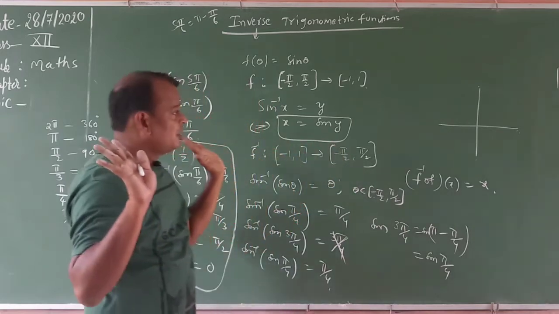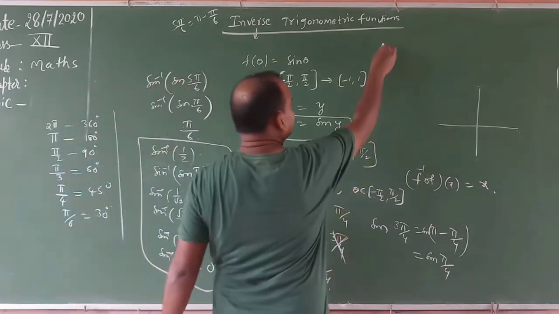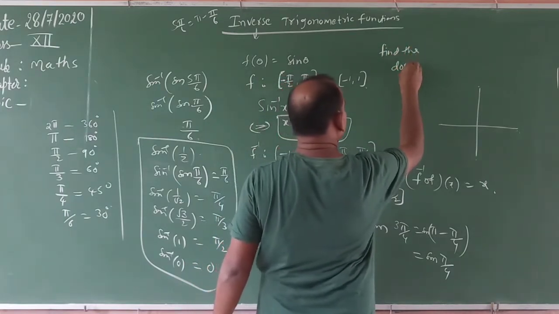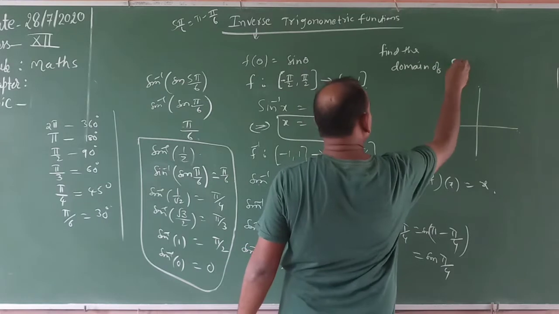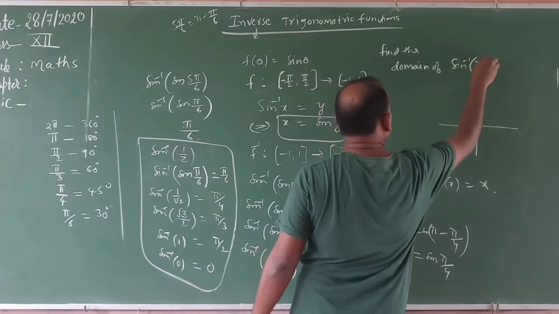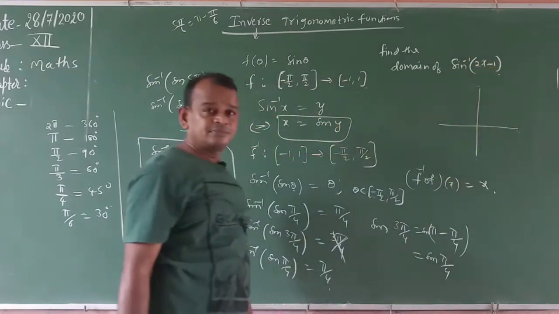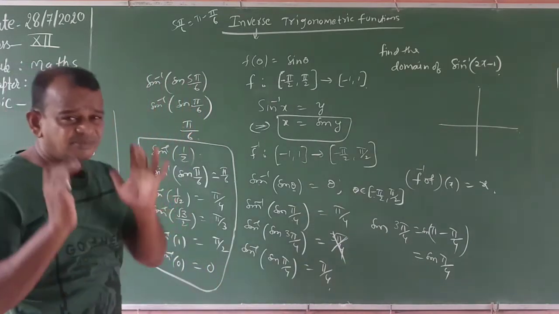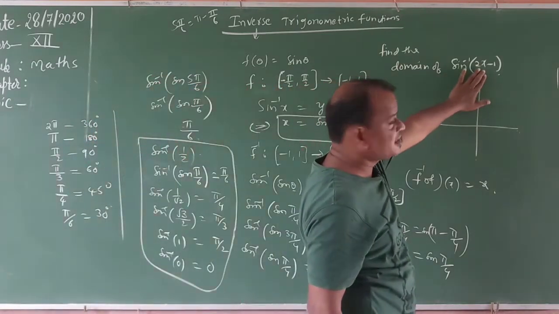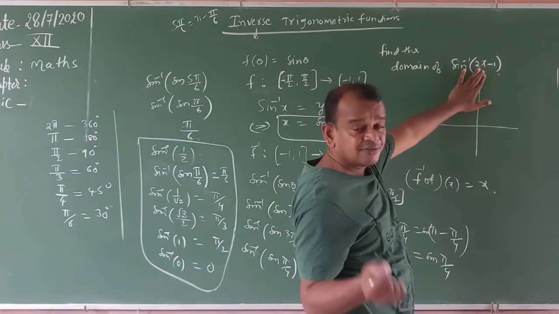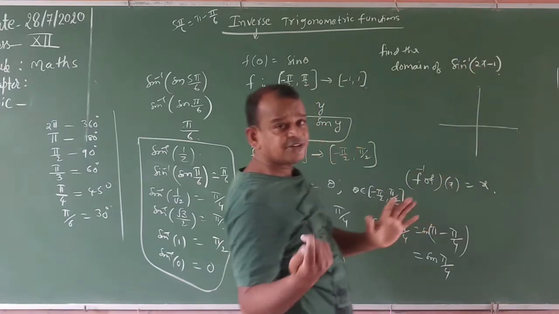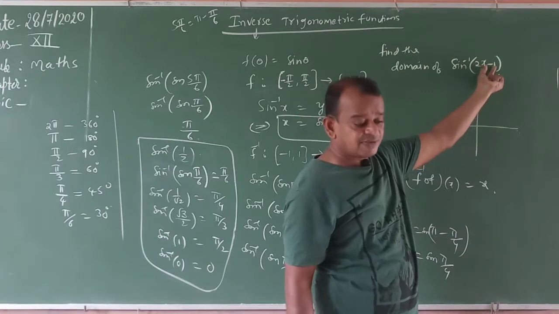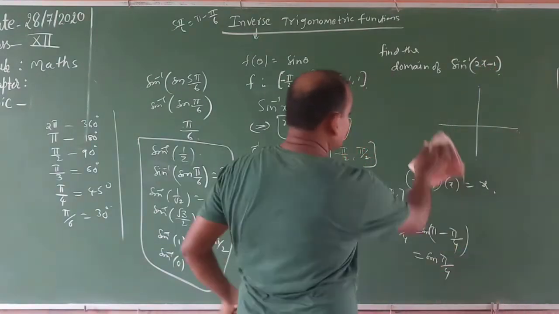For suppose, from the examination point of view, find the domain of sin inverse of 2x minus 1. Just keep in mind that this is sin inverse of x. What is the domain of sin inverse of x? Minus 1 comma 1. This value always lies between minus 1 and plus 1. Say yes or no? You remember that one?